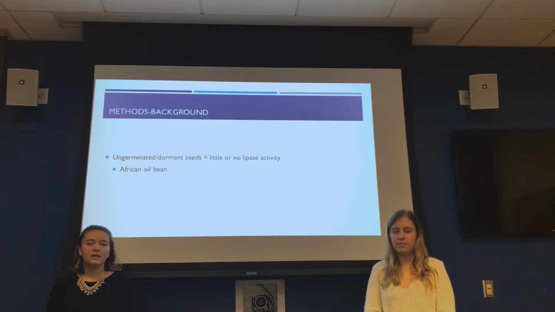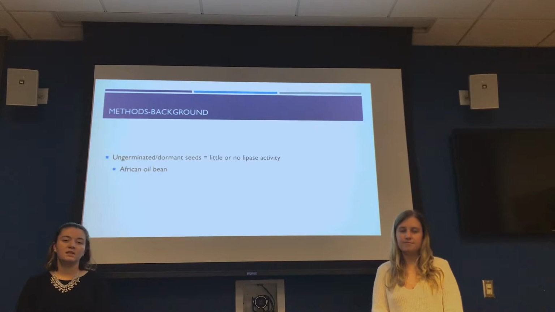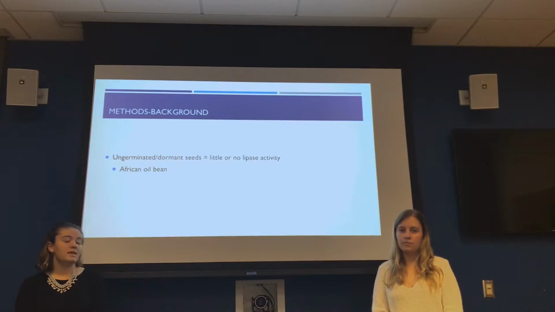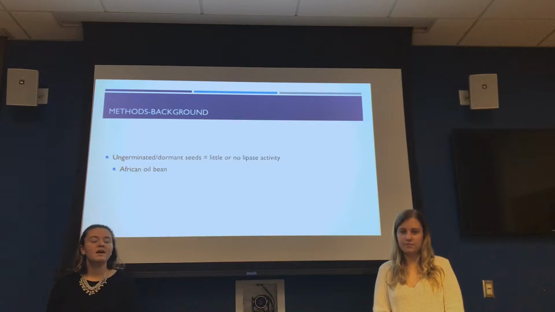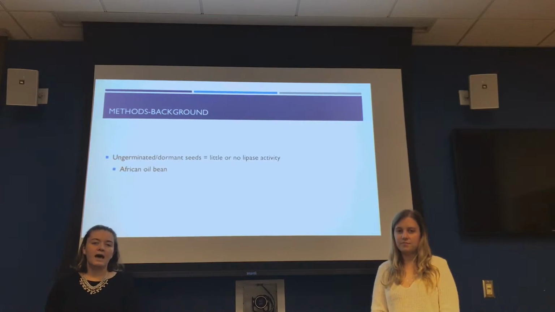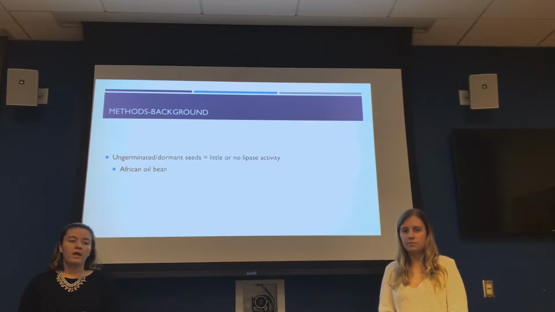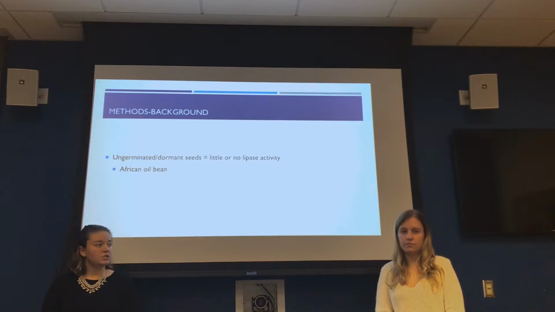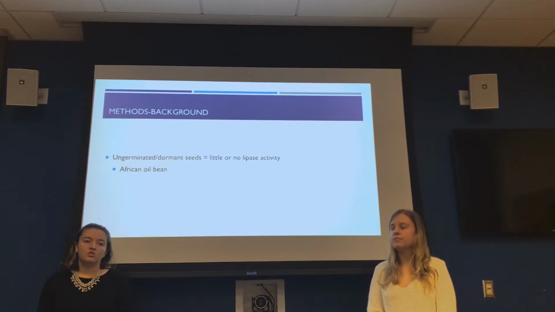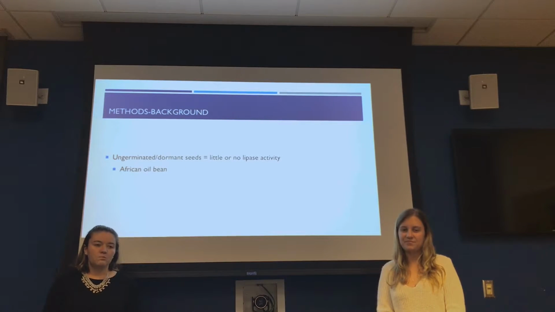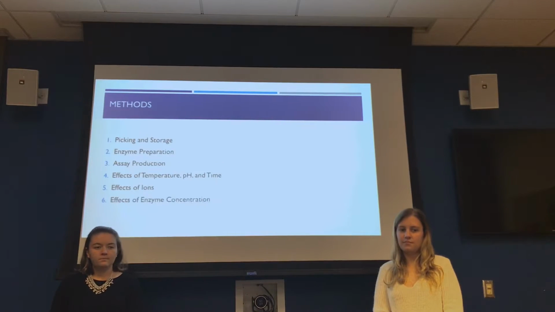They looked at ungerminated or dormant seeds, which means that the seed had little or no lipase activity. Specifically, their model organism was the African oil bean, like we've previously mentioned. The African oil bean is a little bit different in that it has lipase activity, but only when the seed is disturbed in some way from its normal conditions. So extreme temperature, extreme pH, physical contact, things like that will disturb the bean, and that will activate the lipase, which will destroy the inside of the bean.